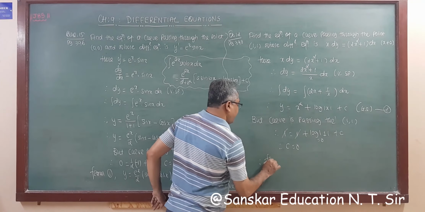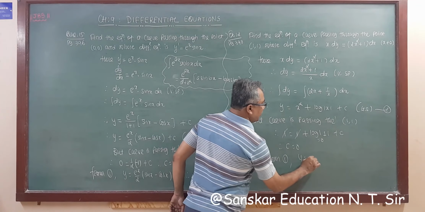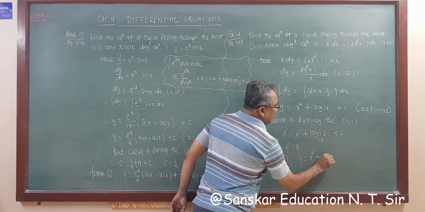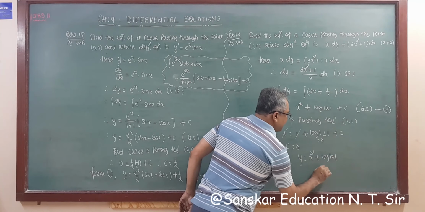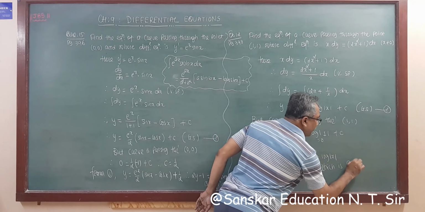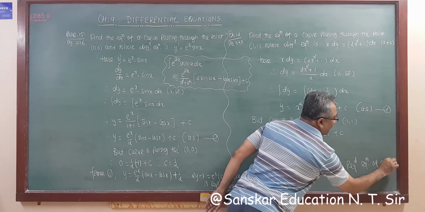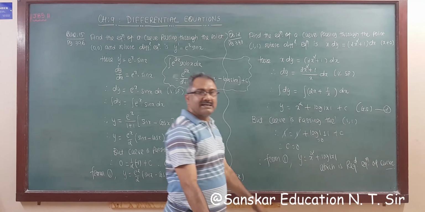So from 1 we get y is equal to x square plus log mod x, which is the required equation of the curve. Required equation of the curve, right? है ना इजी, राइट?